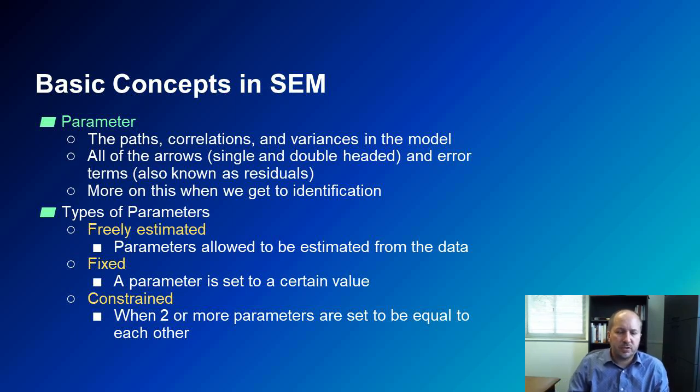So when we get to identification, we'll talk a lot more about this, because you're going to have to actually count up your parameters and determine where your degrees of freedom are. There's a really simple formula for how you do that, and we'll cover that when we do that, and you'll be doing some of that on your lab assignment as well. And then with parameters, we have different types of parameters.